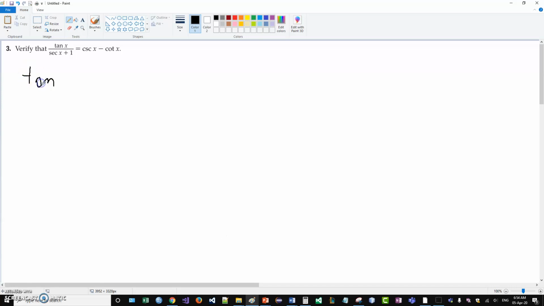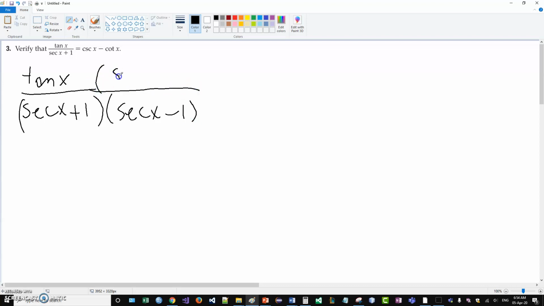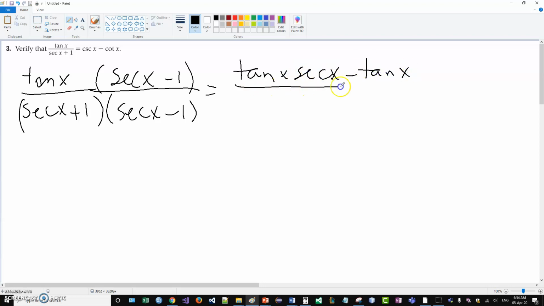tangent x over secant x plus 1, multiply by secant x minus 1, and same thing on top: secant x minus 1 equals tangent x secant x minus tangent x over secant square x minus 1 equals tangent x.